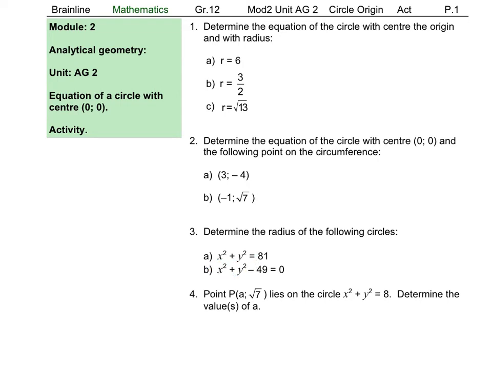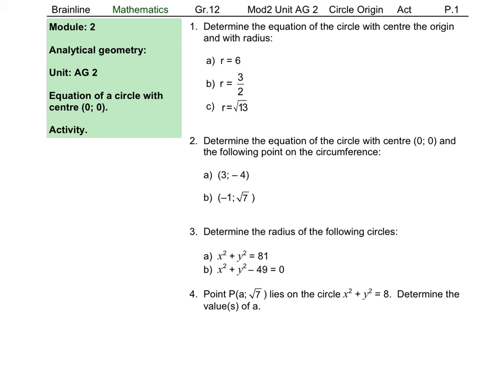Then question 3, determine the radius of the following circles. We are now given the standard form of the equation of a circle with a center, the origin. So we know that the value on the right hand side of the equation is in the place of the r squared. So we will simply just square root the r squared in order to get the value of the radius. In 3b, we must first write the equation in the standard form. So the minus 49 will be taken to the right hand side and become a plus 49. So r squared will then be equal to the positive 49, and then we can solve the radius.